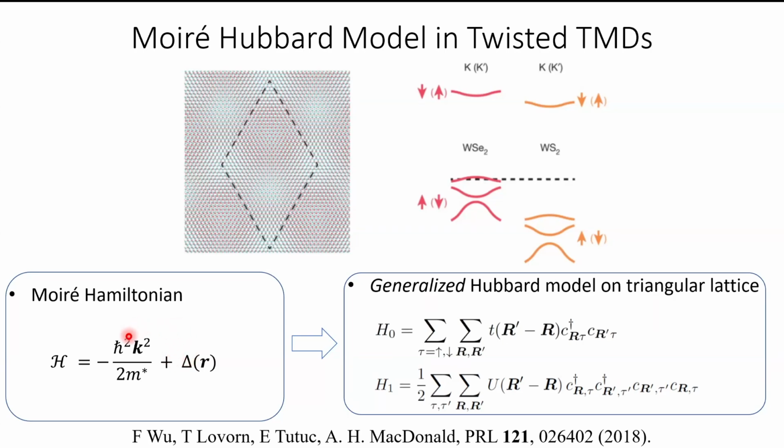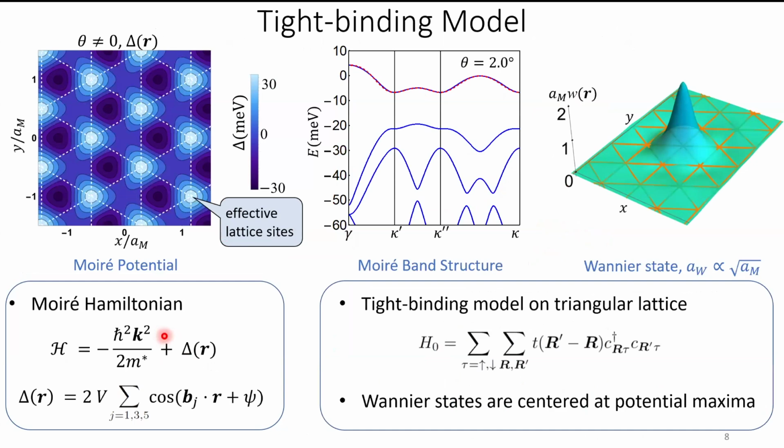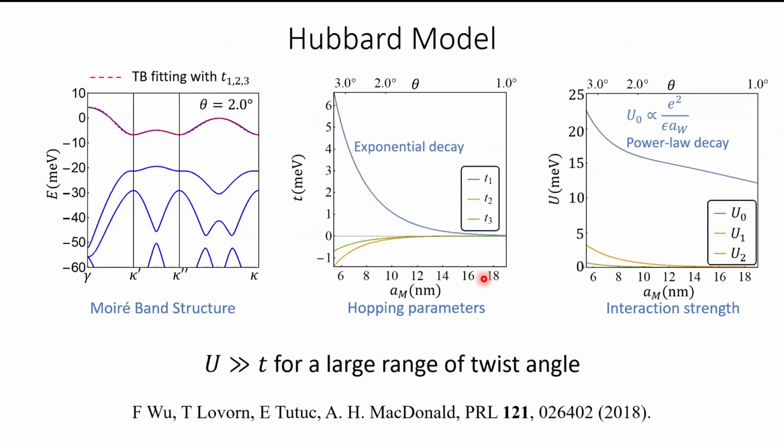This is a textbook problem, and we can solve it using the Bloch theorem, and we get the Moiré minibands. If we focus on the first Moiré miniband, then we can map it to a tight-binding model on the triangular lattice. The triangular lattice is formed by the potential maxima, in this case. We can map it to this tight-binding model, and the hopping parameter can be tuned by the twist angle, or essentially the Moiré period. As you can expect, as the Moiré period increases, the hopping parameter t decreases exponentially.